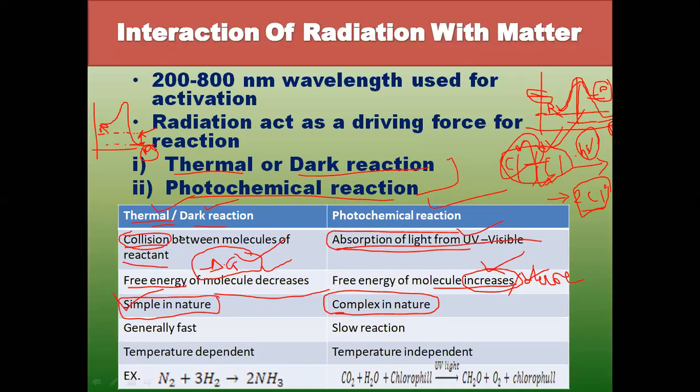So this is a simple reaction. A thermal reaction is a simple reaction. But in case of a photochemical reaction, what happens? This photochemical reaction has a chain mechanism. We take the example of chlorination of the methane molecule, which we know. First, initiation happens.